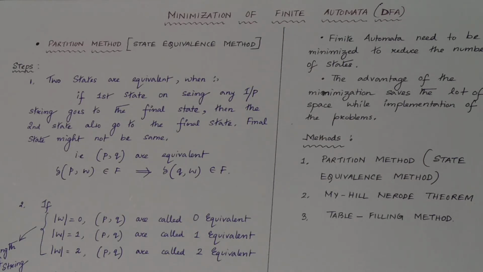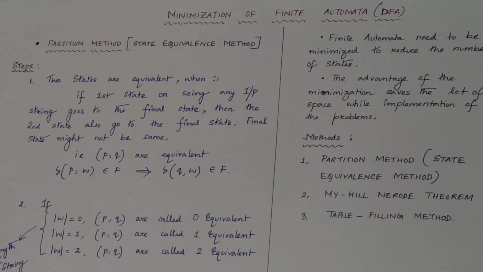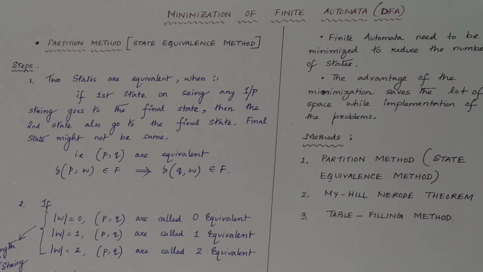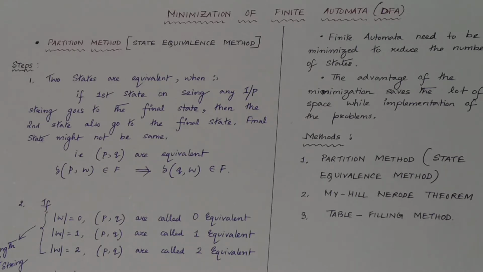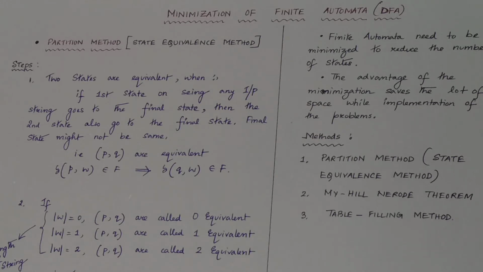We are actually studying unit number 1. I have marked it unit-wise. In unit number 1 we are studying finite automata topics. We have learned a lot of things about how to construct a DFA, how to construct an NFA, and the conversion process. Now we are moving into a part where you minimize a particular DFA, a particular finite automaton. So the topic today in this lecture is minimization of finite automata.